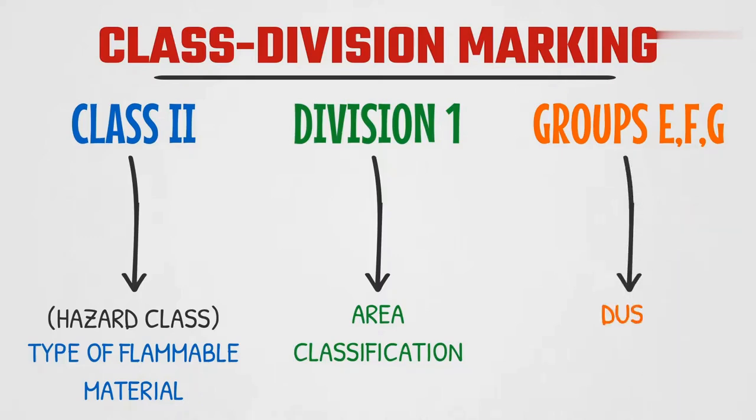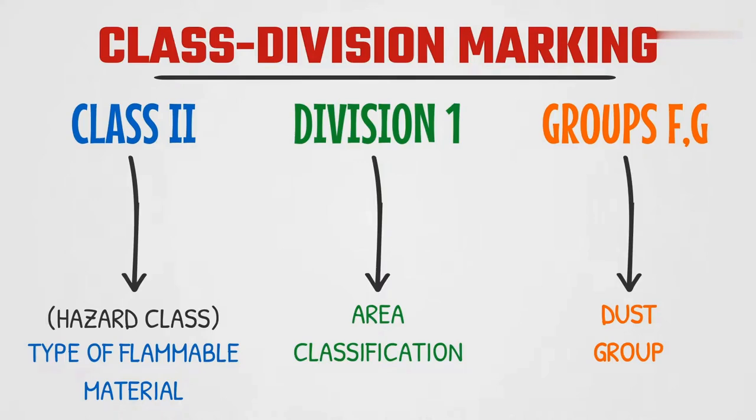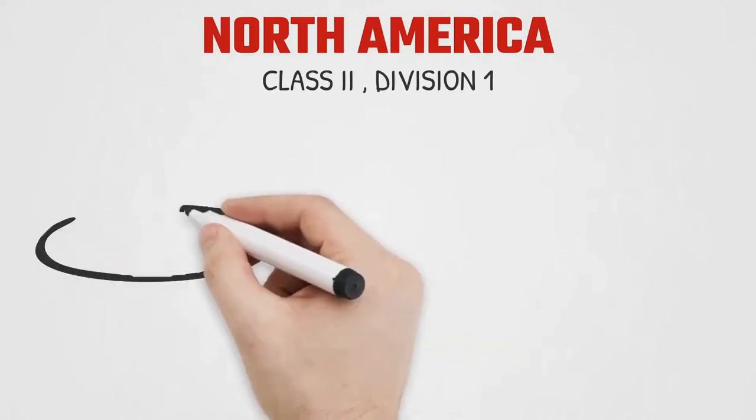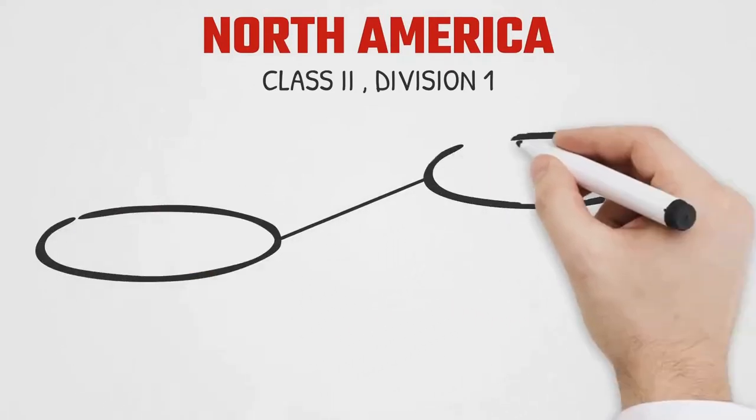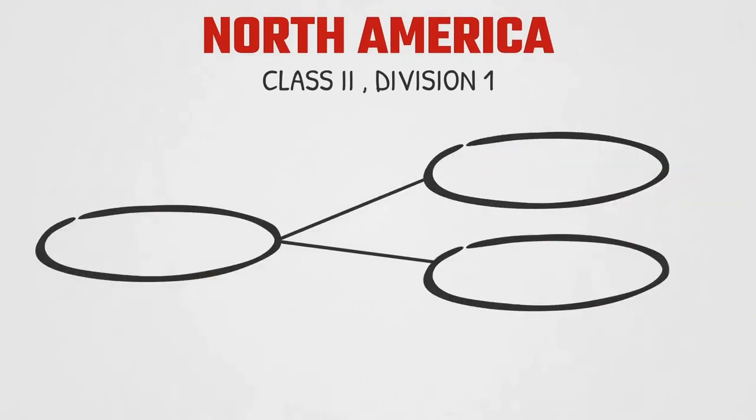The third part of the marking is the dust group. The marking must list all groups that are acceptable. For instance, if a marking shows Group F and G, it means this product is only acceptable where there are combustible dusts other than combustible metal dust. Markings allow some devices to be installed in areas that have been classified using a different system. The standards must be strictly followed in all cases.